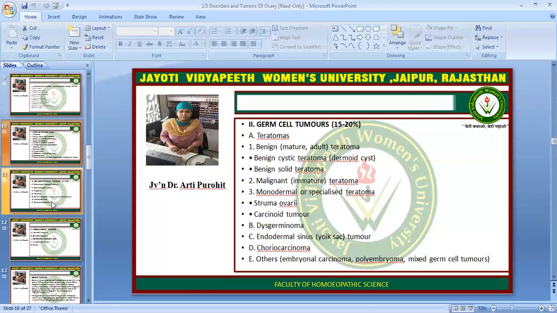Germ cell tumors are again divided into 4 or 5 parts. The first is the teratoma, which is benign and malignant, and monodermal specialized teratomas. In benign, there is a benign teratoma, benign cystic teratoma, and benign solid teratoma. Struma ovarii is there in monodermal or specialized teratoma, and carcinoid tumors are also there.